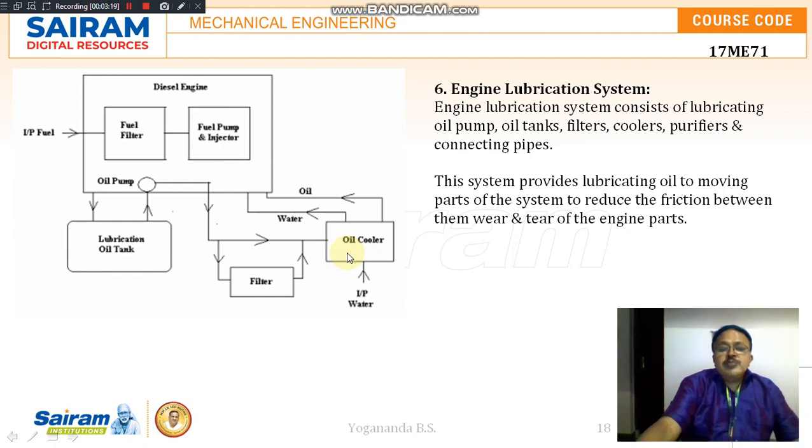This system will provide the lubricating oil to the moving parts of the system to reduce the friction between them, so that the wear and tear of the engine parts will be reduced. Each component of the diesel power plant should be justified with the line diagram, and a few lines of explanation is needed for each component.